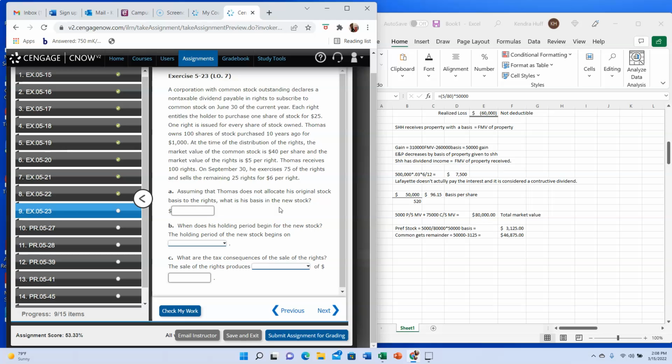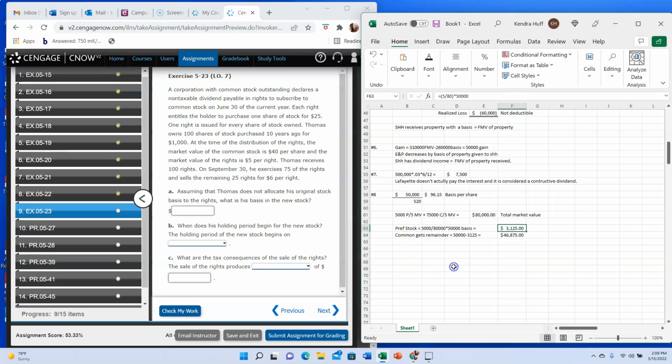Thomas receives 100 rights. On September 30th, he exercises 75 of the rights and sells the remaining 25 rights for $6 per right. Assume that Thomas does not allocate his original stock basis to the rights. What is the basis in his new stock? Number 9A.